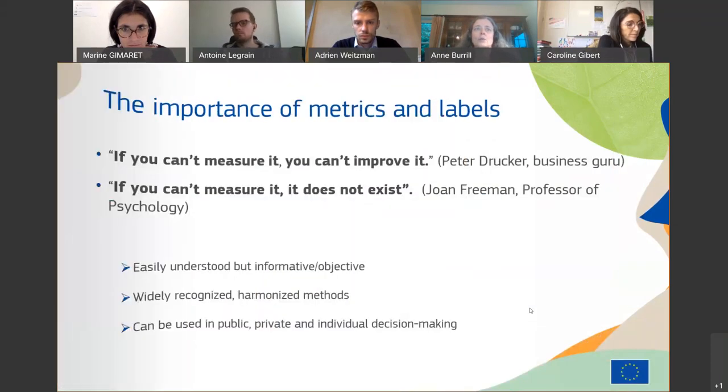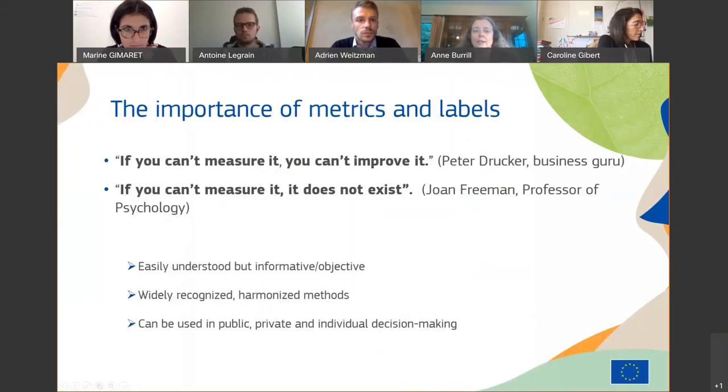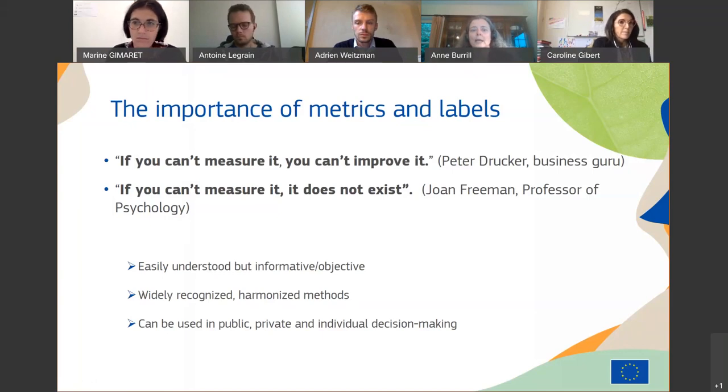And one of the reasons we're not going to have it out there immediately is because we know that we need to get the metrics right. We know that for the labels to be useful, they have to be science-based and objective, but at the same time, need to be easy to read. They need to be something that the consumers can understand and the companies and public authorities can also build on these methodologies for their decision making.